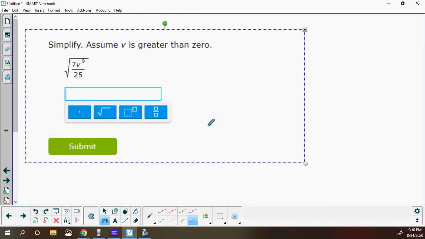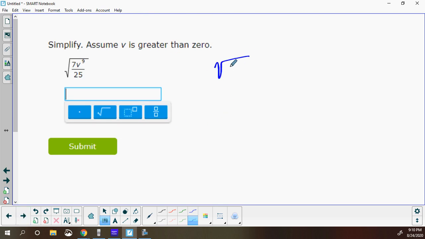So, again, split it up. This one's easy because the square root of 25 is 5.